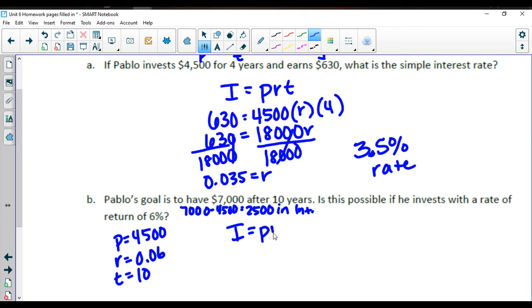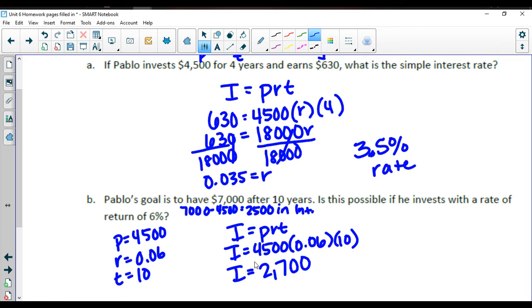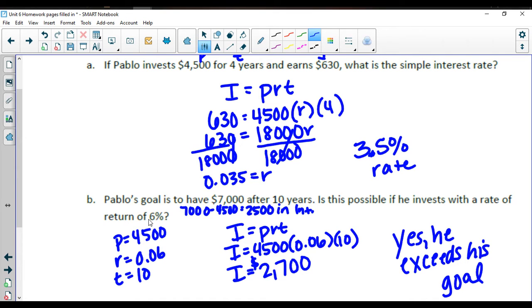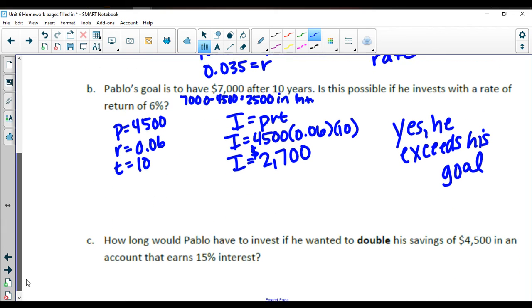So let's calculate here and see what his interest would be. So principal is 4,500, rate is 6%, and his time is 10 years. 4,500 times 0.06 times 10 years is going to give me interest of $2,700. His goal was $2,500, so yes, he exceeds his goal. So he'll actually go above and beyond what his goal is because he'll make more money.